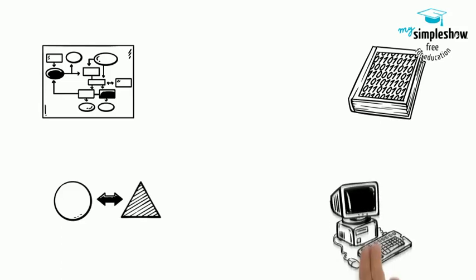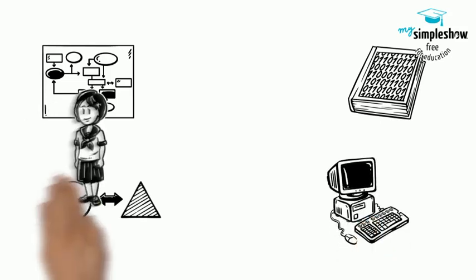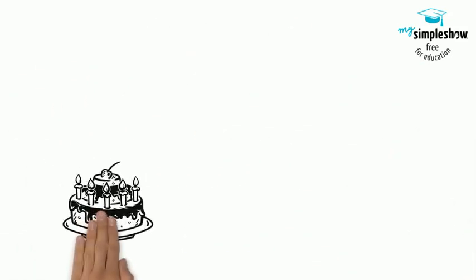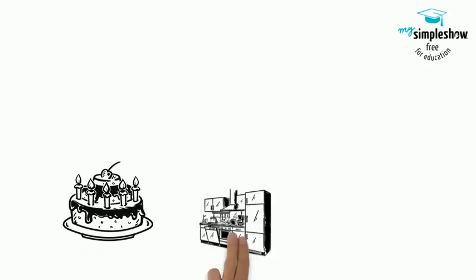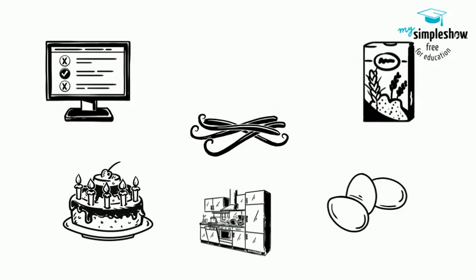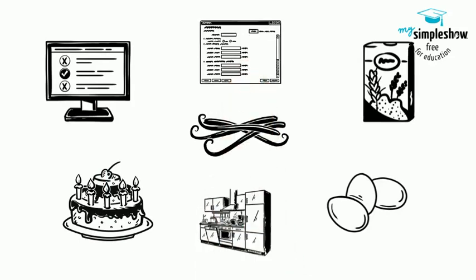Consider a culinary-minded computer scientist who is baking a cake for his daughter. He has a birthday cake recipe and a kitchen well stocked with all the input: flour, eggs, vanilla extract and so on. In this analogy, the recipe is the computer program, the scientist is the processor, and the cake ingredients are the input data.